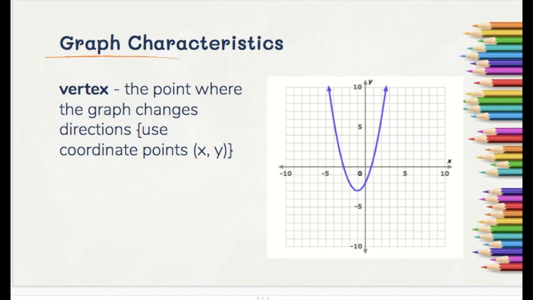Can you find the vertex for this example? And is it the minimum or the maximum? It's the minimum. And what is the coordinate point? -1, -3. And that's how we write the vertex.